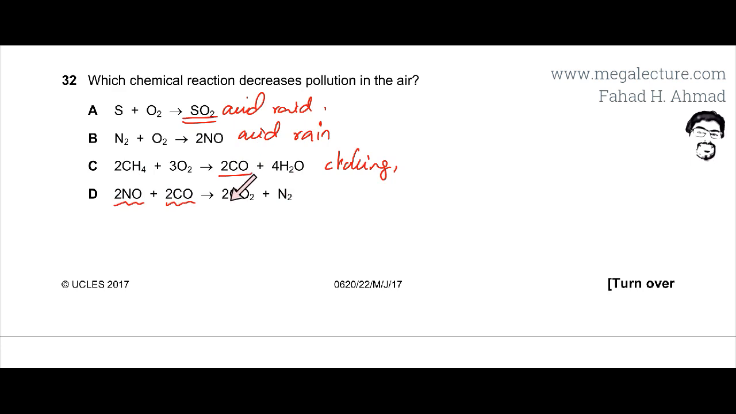So carbon dioxide is a perfectly safe gas. Nitrogen is also safe, since 78% of the atmosphere is nitrogen. So these two gases are perfectly safe. They are not pollutants. Overall, this reaction is decreasing the amount of pollutants. So a decrease in pollution is happening in option D.